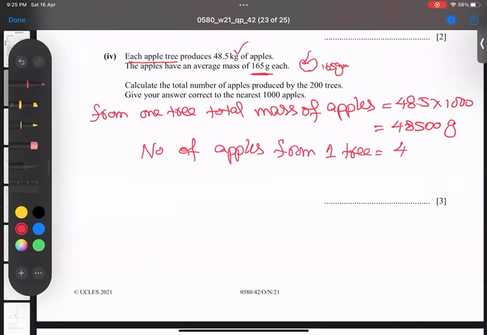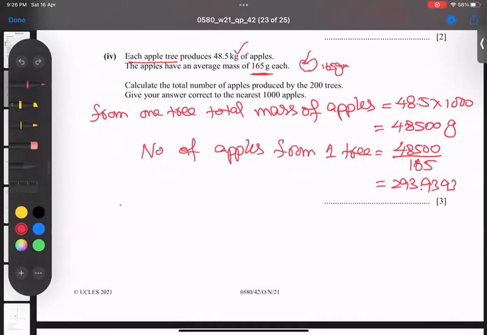If you divide 48,500 by the average mass of one apple, 165, I get 293.9393 onwards apples. But that is for one tree, and he is asking for the total. Find the total number of apples produced from 200 trees, not one.